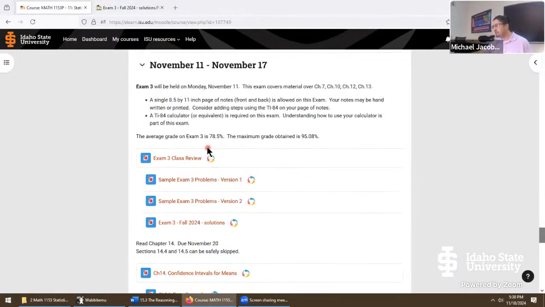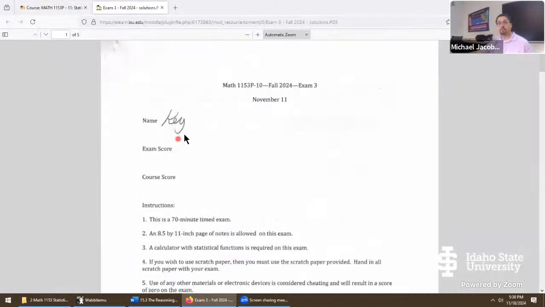The summary statistics are: average grade was 78.5%. Maximum grade came out to 95.08%, so above 95%. And just like the other exams, you have a fraction here for your exam score. It turns into a percentage in Moodle. And your running course score is also provided here. So now this is the average of exams 1 through 3, as well as your quiz grade, as well as your homework grade, all rolled into one spot. So that's how you're doing in the course so far.